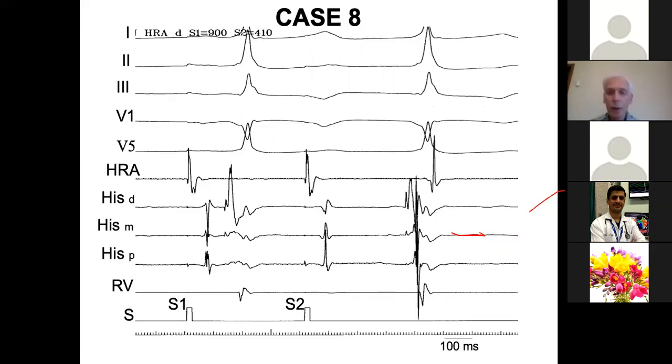All right, so I think that'll be our last case, Nishant. There was a question here. If you were mapping earliest V for a fasciculoventricular, where would you find it? Is it anterior to the His?